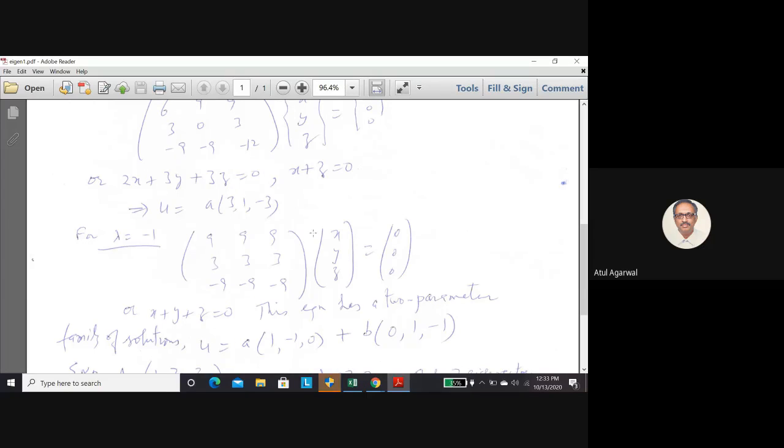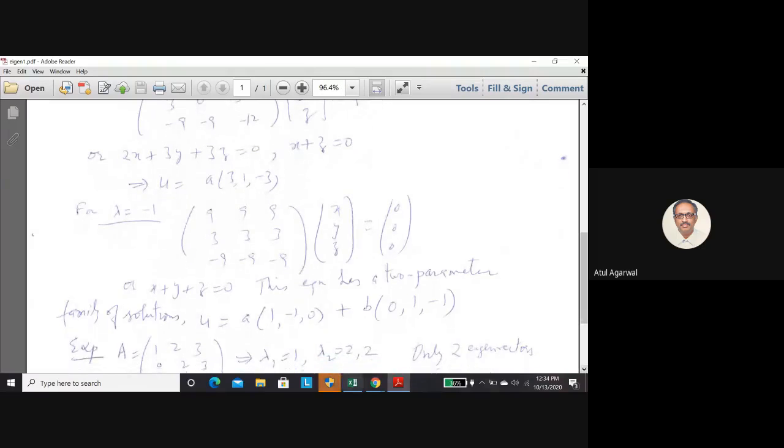Now you see this equation. All these equations are same. You divide by 3, you get this equation. You multiply with minus 1, you get this equation. So you get only one equation from these three equations: x plus y plus z is equal to 0. So this equation has a 2-parameter family of solutions. The first equation gave you a 1-parameter family of solutions. This is giving you a 2-parameter family of solutions.